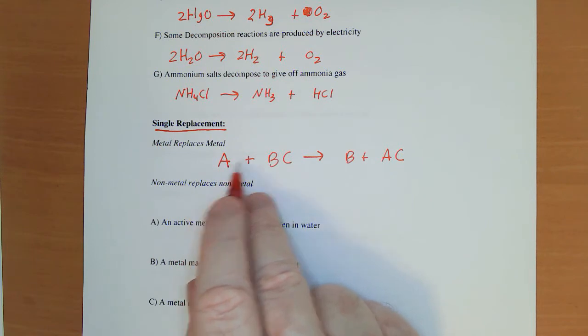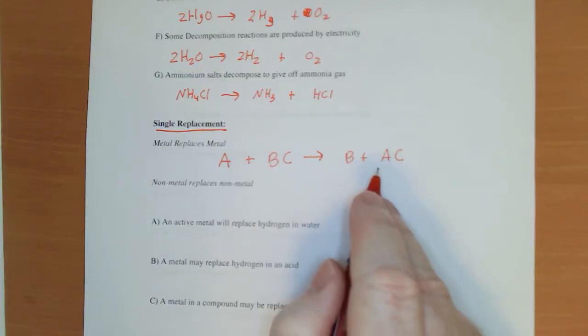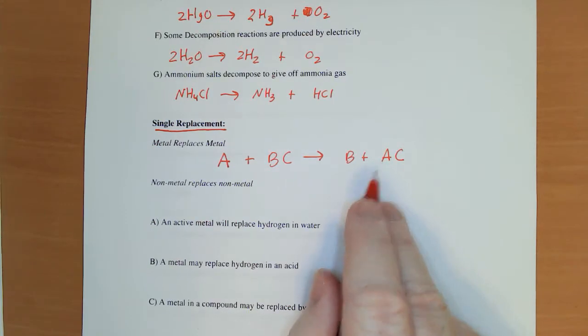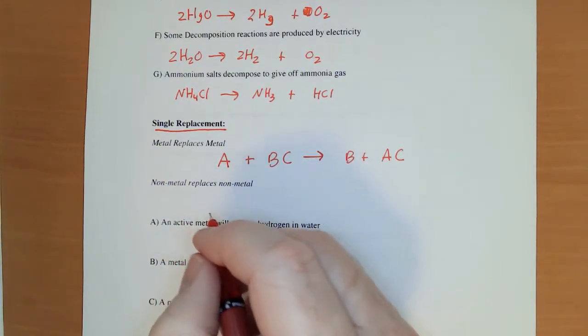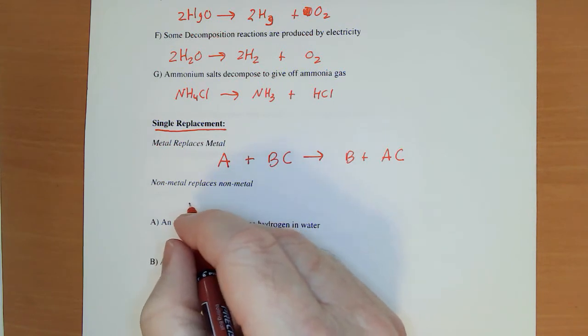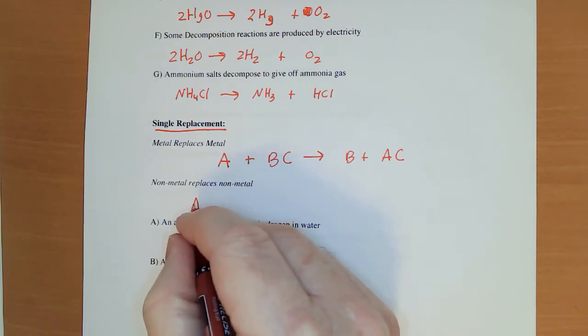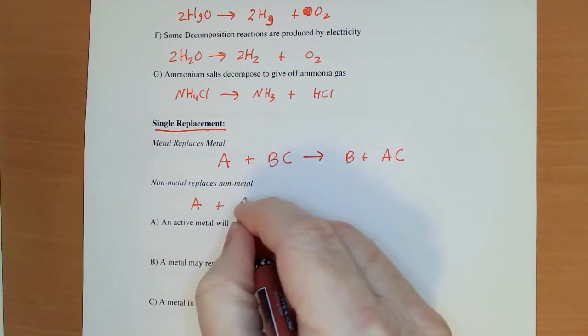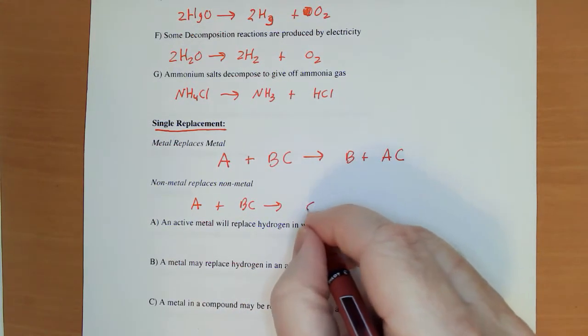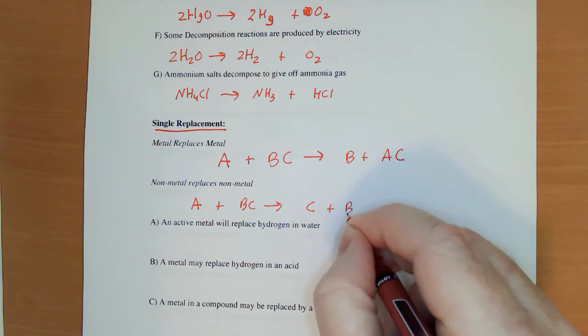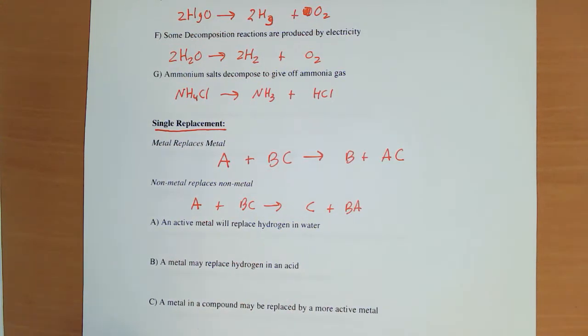What happens? This guy, boom, he gets kicked out and he has been replaced with that guy. Okay? Now for a non-metal, something similar can happen. Let's assume this time that our non-metal is A plus BC. What's going to happen is we're going to get C plus BA.